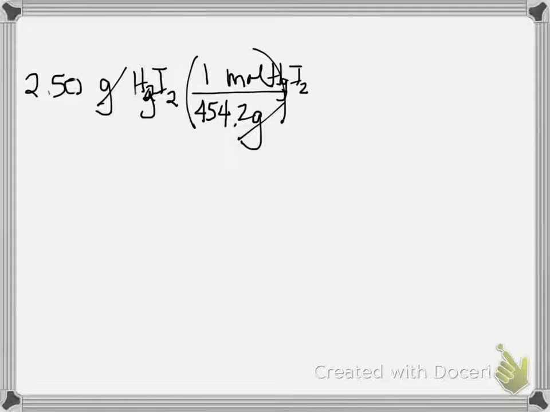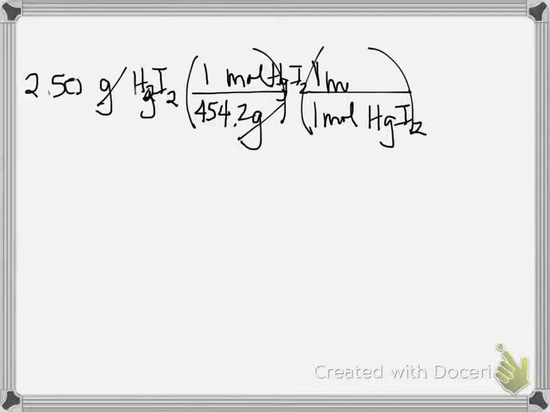Okay, so now I've gotten to moles of mercury 2 iodide. Now I need to convert that to moles of mercury 2 nitrate. In the balanced equation, for every 1 mole of HgI2, mercury 2 iodide, you'll notice the coefficient in front of that was 1 mole of mercury 2 nitrate. So I've converted from moles of mercury iodide to mercury nitrate.